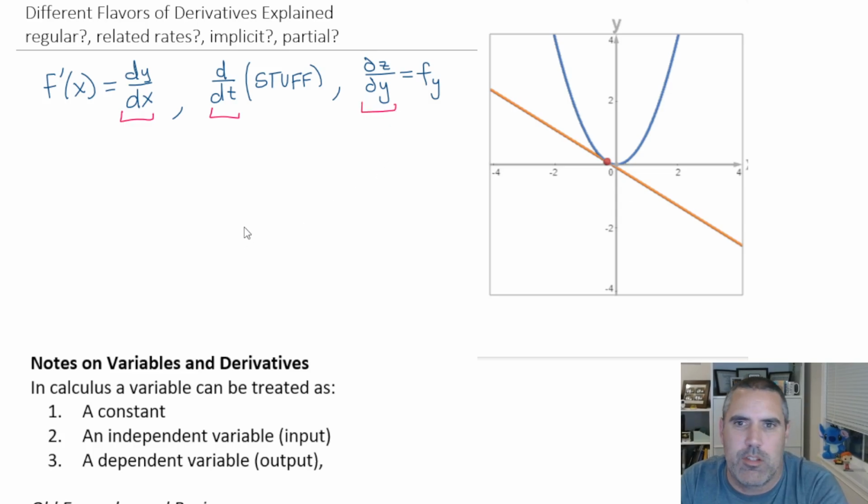And of course, there's different ways we write it. But a lot of the confusion boils down to, at least for a beginning student, sometimes we're treating certain things as constants, as if they're just numbers. Sometimes we're treating something as an input variable, and sometimes we're treating it as an output variable. And depending on how we're treating it, then we're taking the derivative.